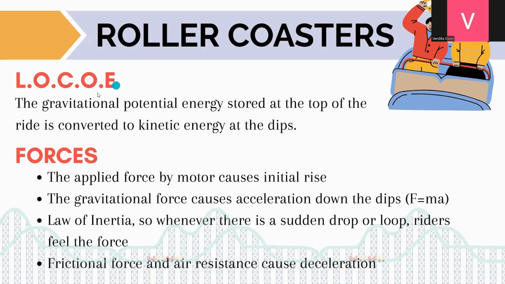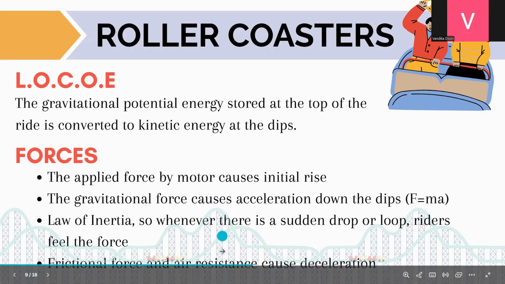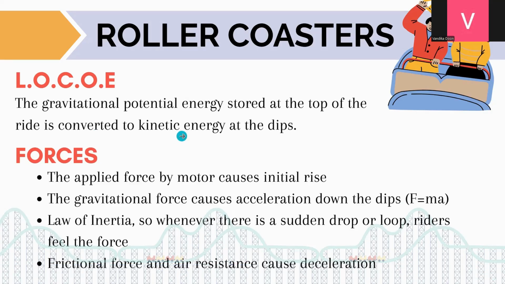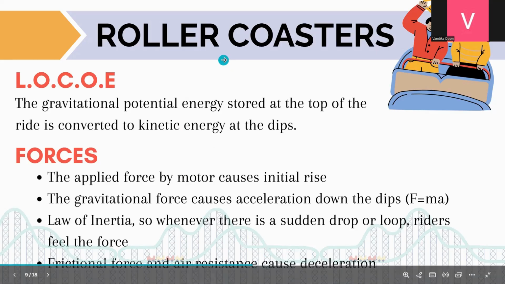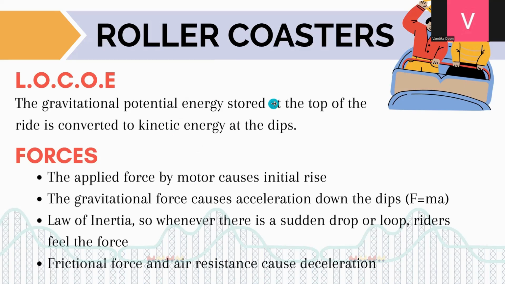So the gravitational potential energy is stored at the top of the roller coaster ride. I'm not sure if you have seen the very faint roller coasters at the back here. The top is here, and you'd have a lot of gravitational potential energy because of the maximum height above ground. So the energy at the top is converted to kinetic energy as it dips. As you roll down, you would increase in speed and increase in kinetic energy.